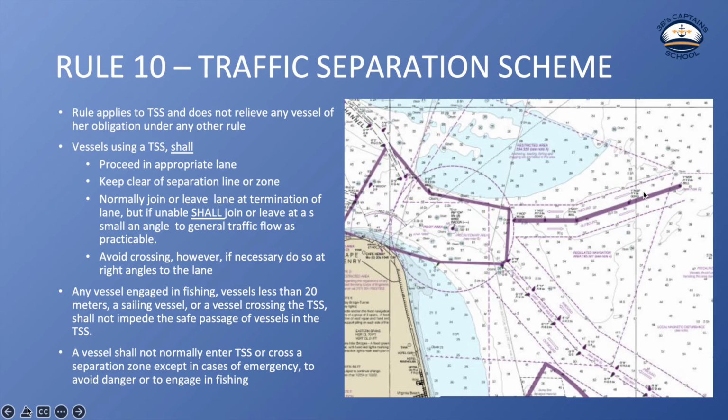Avoid crossing. So you try to avoid crossing the lanes. But if you have to, you cross at a 90-degree angle. That puts you with the least amount of time in the lane, potentially impeding traffic. Any vessel engaged in fishing, vessels crossing less than 20 meters, a sailing vessel or a vessel crossing the traffic separation scheme shall not impede the safe passage of vessels in the traffic separation scheme. A vessel shall not normally enter the traffic separation scheme or cross a separation zone except in cases of emergency.